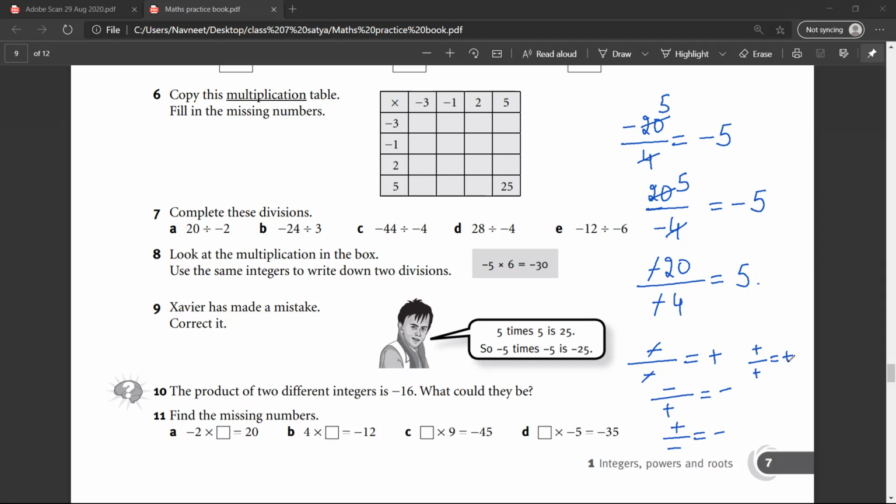And of course, plus upon plus is plus. Satya, is there any doubt? No, sir. What should I write here? So can I calculate and then tell you? Yeah, you can.